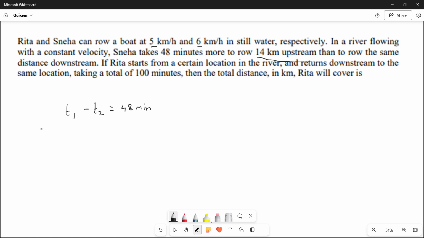So, based on the given information, let's call the velocity of the river r. Now we know for upstream it will take her 14 kilometers divided by 6 minus r, and for downstream we have the same distance divided by 6 plus r, that equals 48 minutes. Since everything is in kilometers and hours, let's convert this into hours, so we divide it by 60.